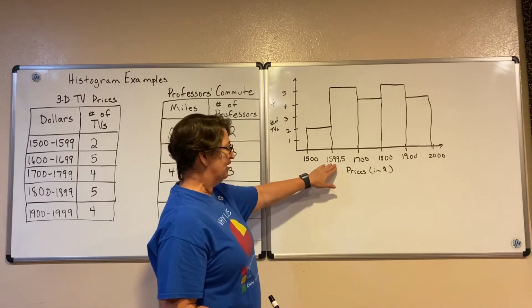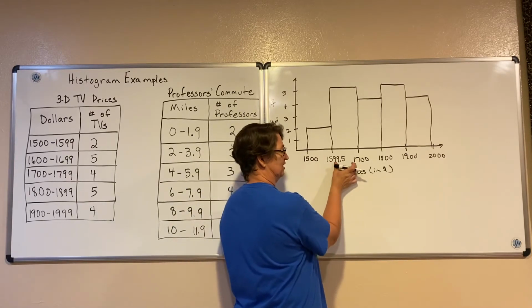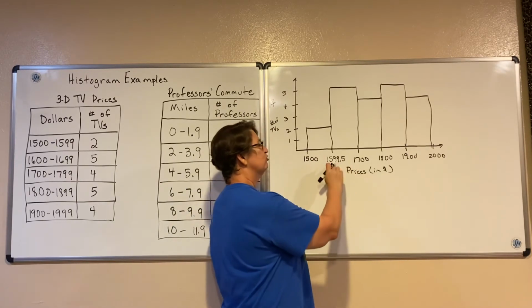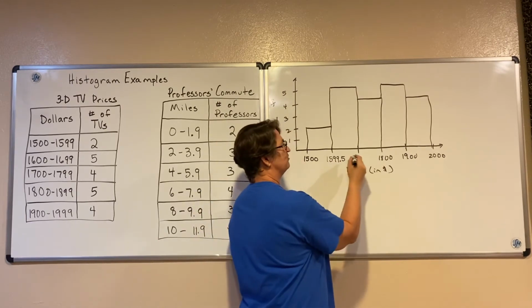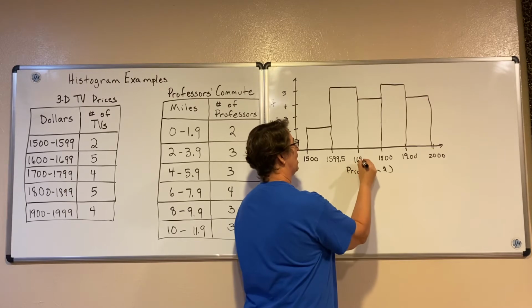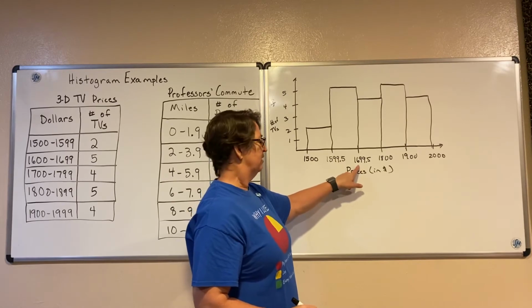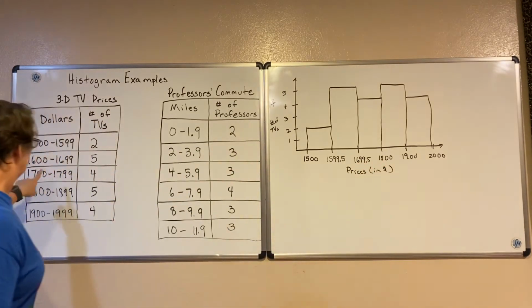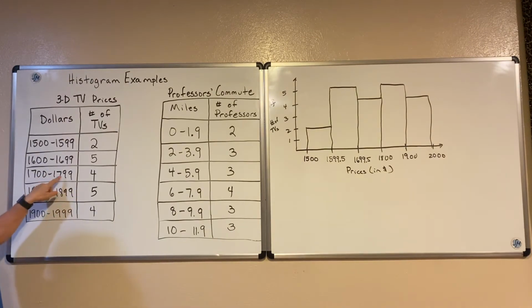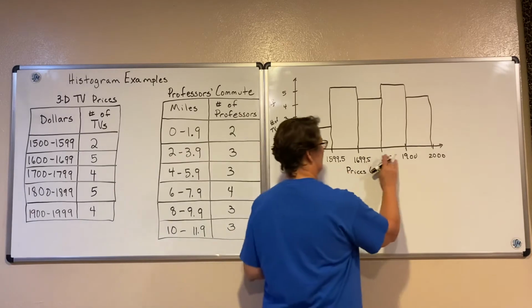But if I decide to make that one 1599.5, I need to make sure I'm counting by a consistent number. So if I changed that to the midpoint, I would have to change this to the midpoint as well to be 1699.5. Notice I've just counted by 100. Then I would make this one into the midpoint. It would be the midpoint between 1799 and 1800, which would be 1799 and a half.